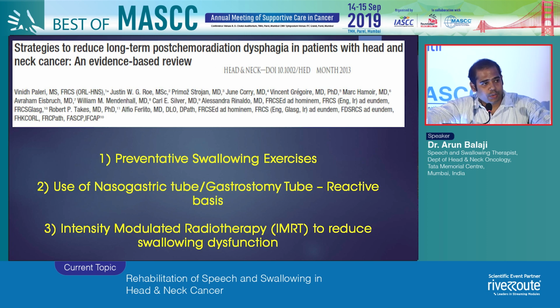So what are the strategies to improve swallowing function? Definitely exercises, use of nasogastric tube, and use of AMRT. These are very, very essential to optimize swallowing function in concurrent chemoradiation.